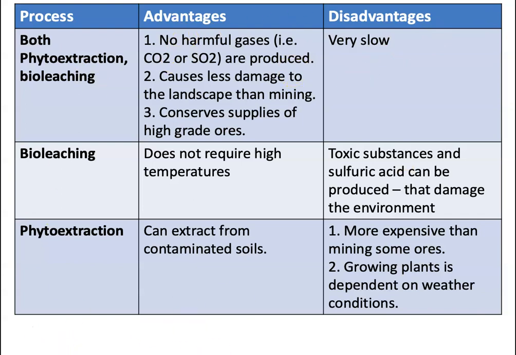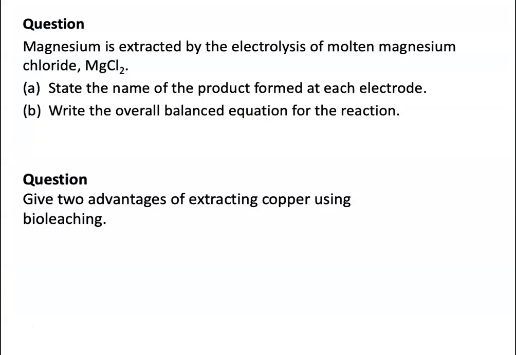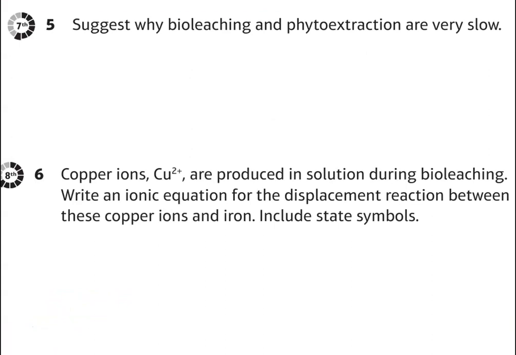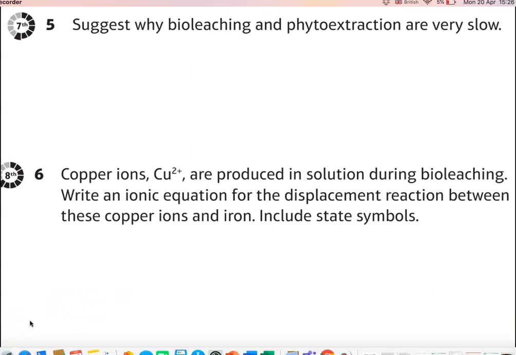Again, this is a nice little summary for you. It's normally a 4-marker question in the exams. I am going to pause the video here. The questions you should be able to answer using the notes from this video: please note, these are the types of questions you should be able to answer. Why these processes are slow, and you should be able to write an ionic equation for the displacement reaction between copper and iron, including state symbols. End of this video.